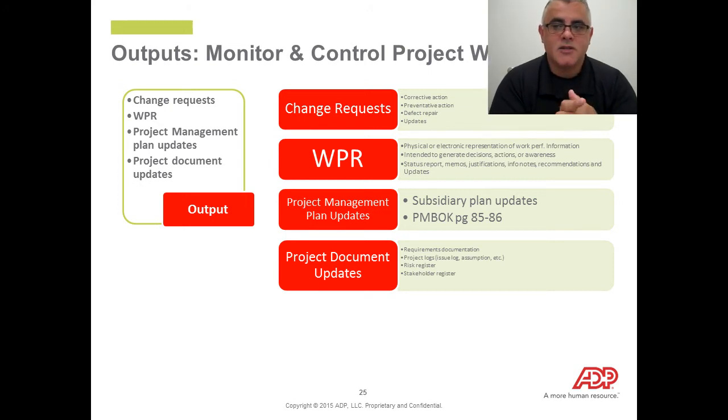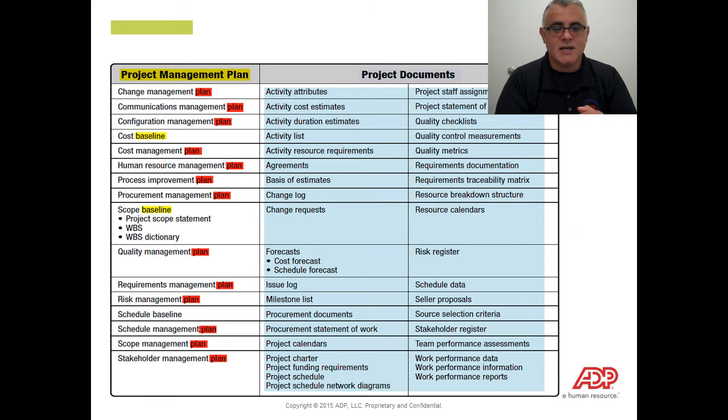So there's one other area I want to talk about before we move into the second part of the processes for monitoring and controlling, and that's project management plan updates and project document updates. The terminology here gets confusing when you're studying for the exam. You've got document updates, plan updates, baselines, work performance data, work performance information, work performance reports. It all starts to blend together, especially when you're applying such focus to learning this material. So on slide 26, I'm throwing this out here because I found that this was extremely helpful to me.